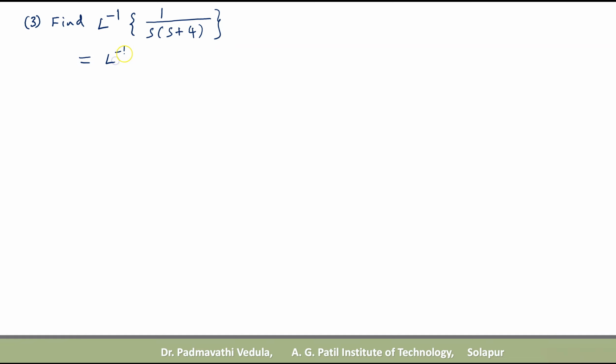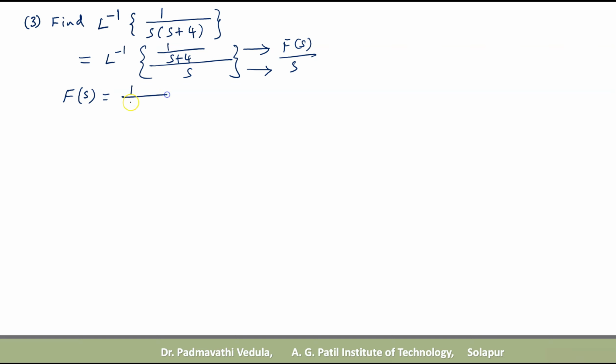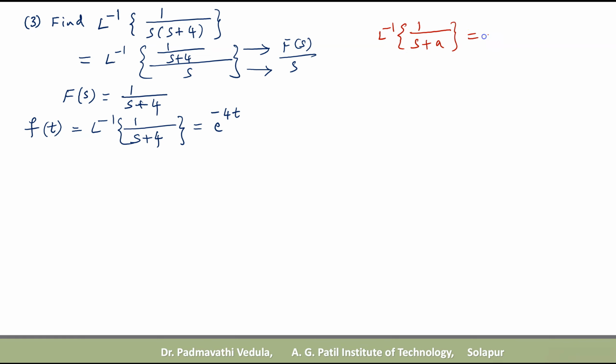That is L inverse of 1 by s plus 4 upon s. As usual, we have written this in the form of f of s by s to identify f of s. So f of s equal to 1 by s plus 4. Then we have to find f of t. To get f of t, we have to find the inverse Laplace of this 1 by s plus 4. So the inverse Laplace of 1 by s plus 4 is e power minus 4t, since the inverse Laplace transform of 1 by s plus a equal to e power minus at.